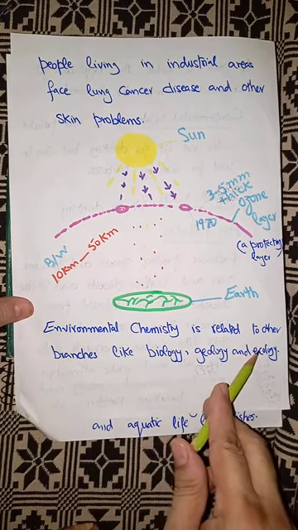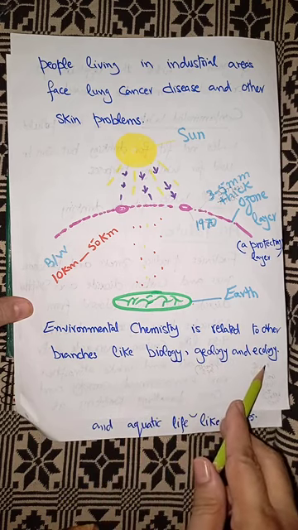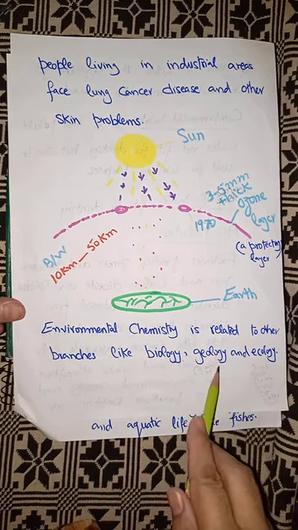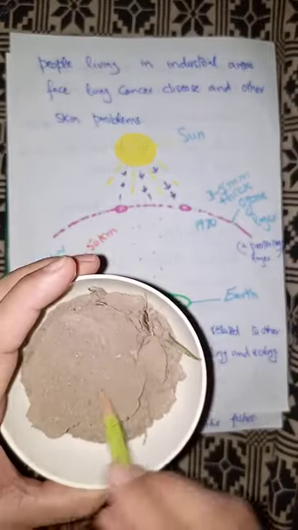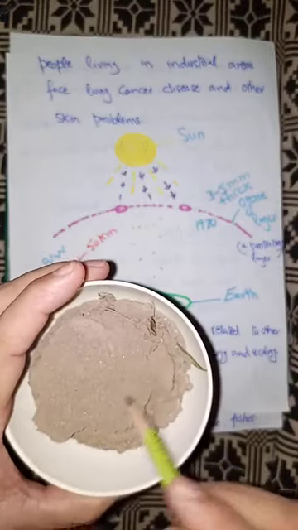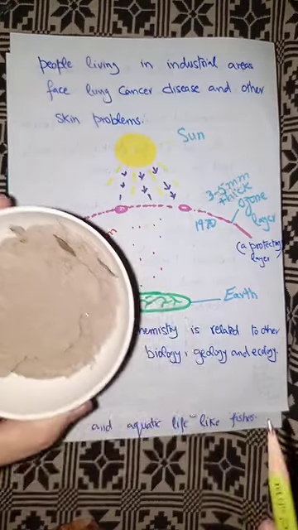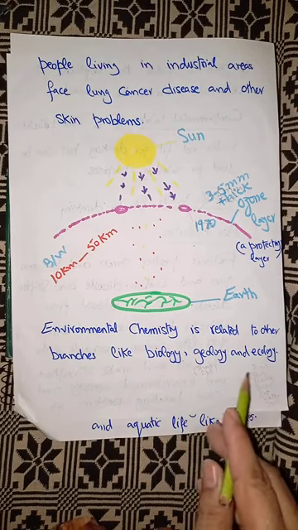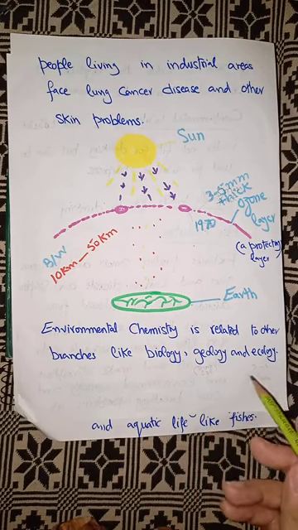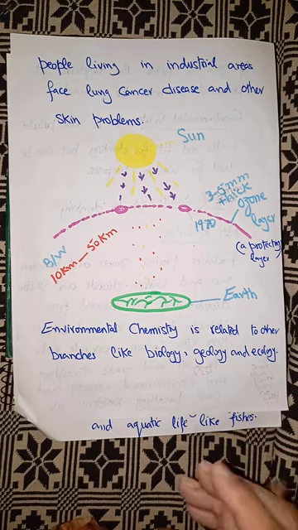Environmental chemistry is related to other branches like biology, geology, and ecology. Geology means the structure of soil, that is, whether it is soil from a desert, a fertile soil, a barren soil, a mountain soil, etc. And ecology means the interaction of living organisms with the environment in which they are found.